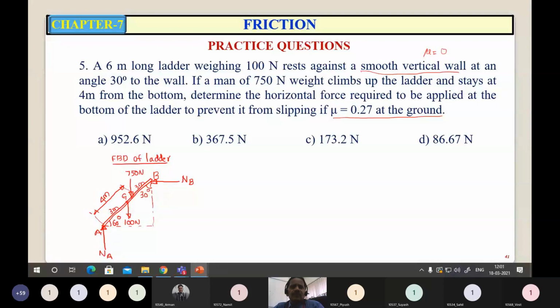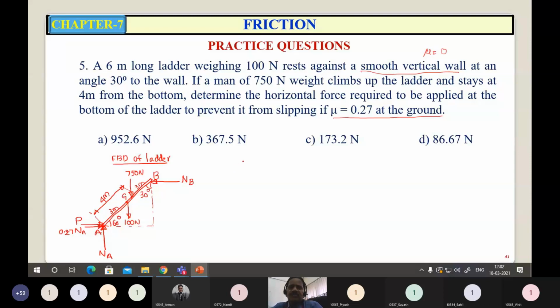So near the vertical wall there is no friction, hence there is no friction force. Near the ground surface, it is 0.27. So there will be a friction force 0.27 into normal reaction. And you have to find out the horizontal force required to be applied at the bottom to maintain equilibrium. That means this 0.27 Na is not sufficient to maintain the equilibrium. So you need to apply at the bottom a horizontal force P, additional force. That P you have to find out.